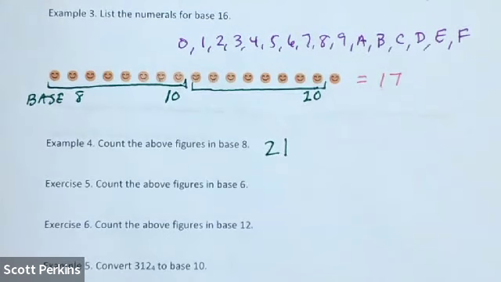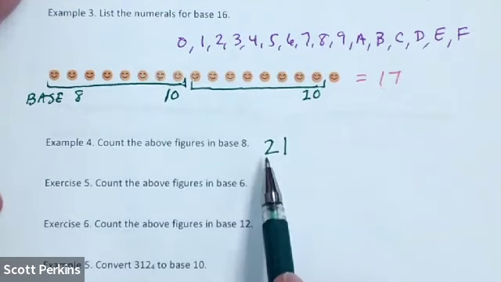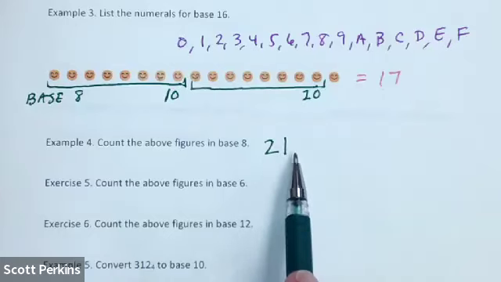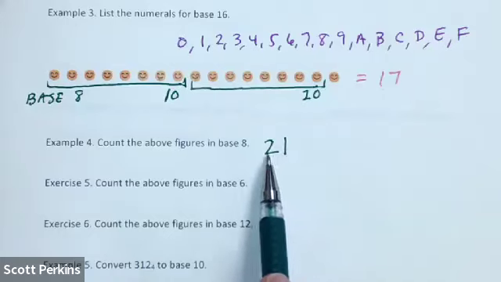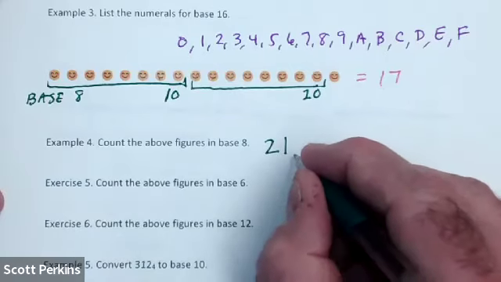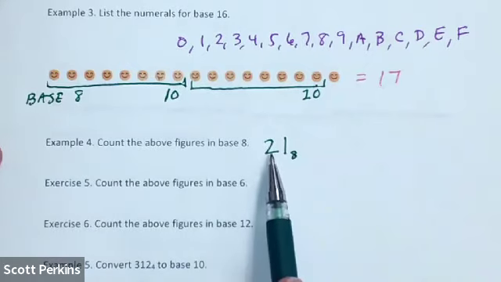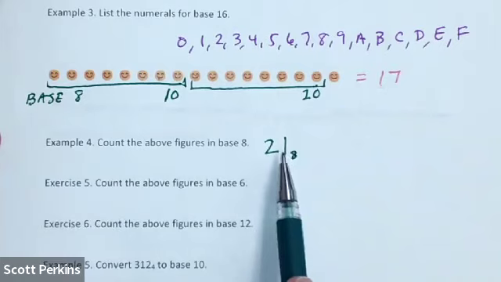Now, so that we don't get even more confused than we started off with, when you do things in other bases, if you don't see anything else here, you assume base 10. When I count in groups of 8, I put a tiny little subscript down here at the bottom, base 8, just to tell everybody that it is in base 8. So I've got 2 groups of 8, and I've got 1 left over. Okay, I know that's goofy. That's why you're going to do the next one.